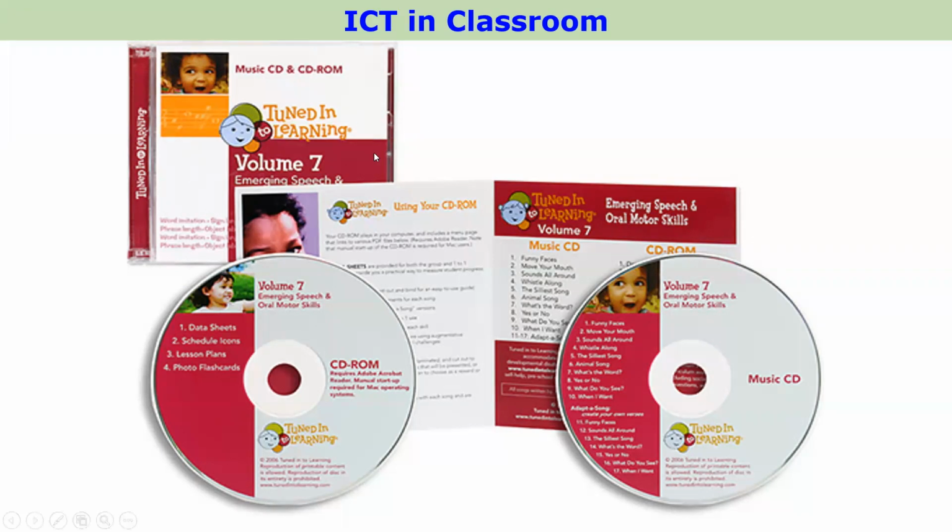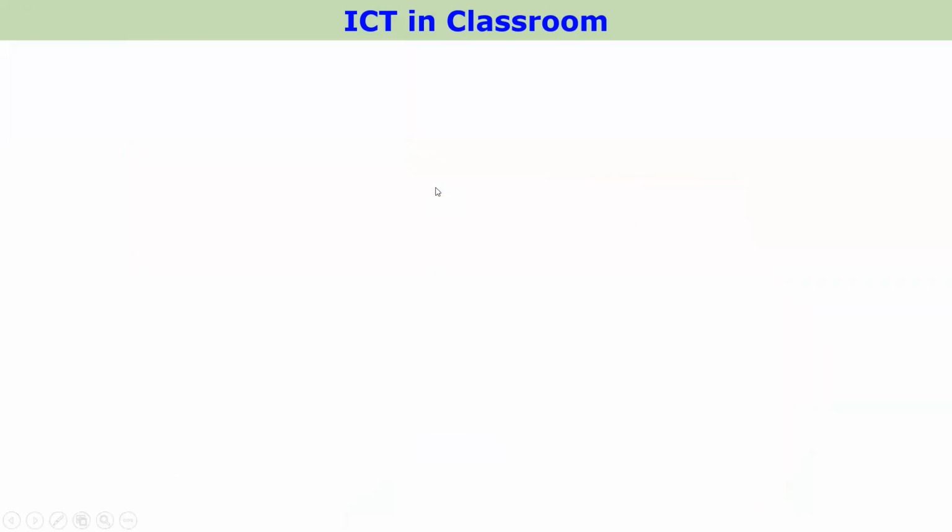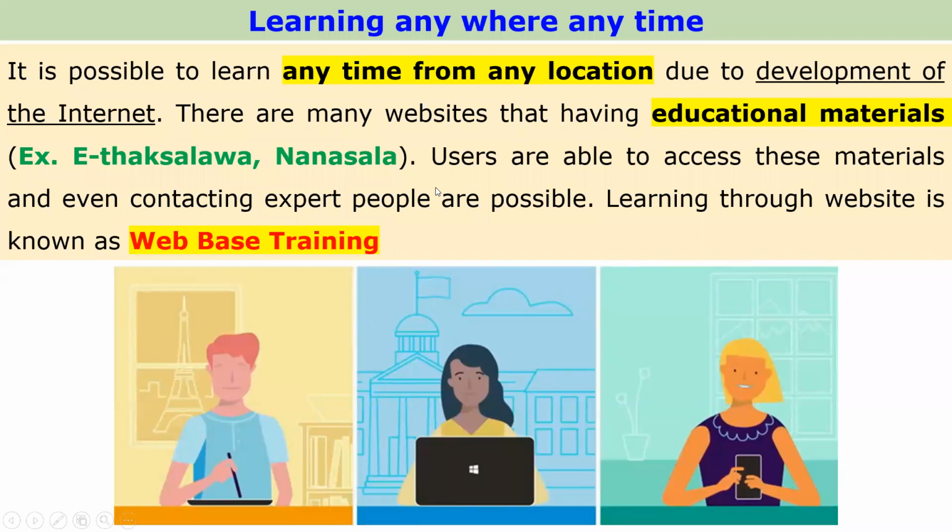That's about the ICT in classroom. This is also interesting: learning anywhere, anytime. That's the second point I'm pointing out here. The first one is ICT in the classroom, and the second one is learning anywhere, anytime, without considering time or location.